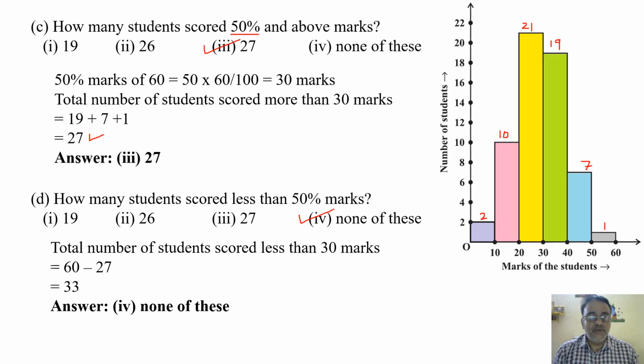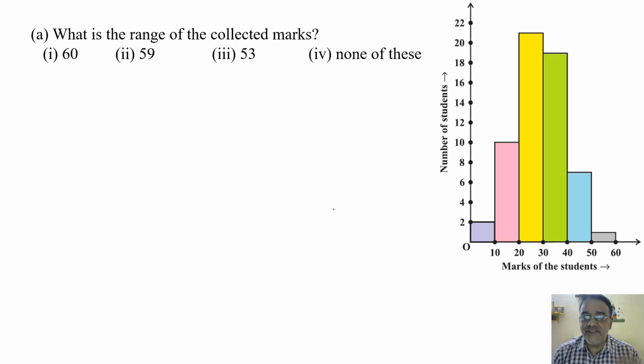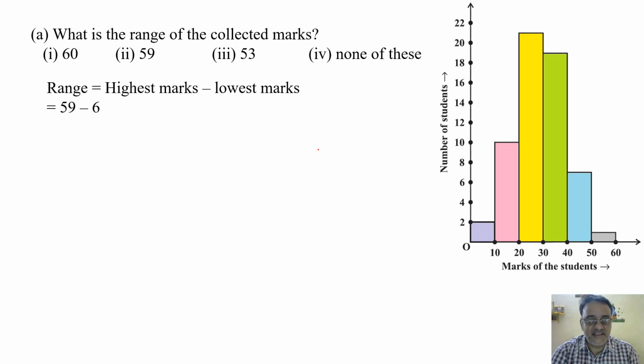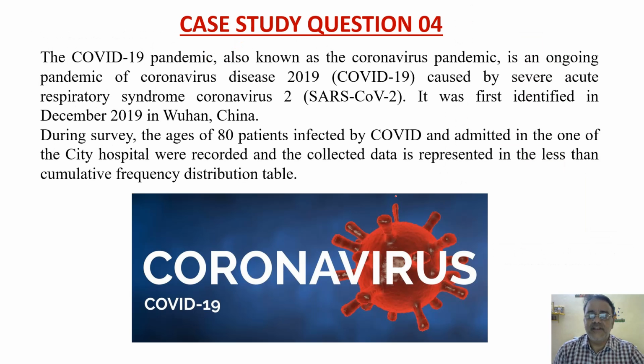And now we are moving toward the last question. What is the range of the collected marks? So already statement में दिया हुआ है least mark दिया हुआ है 6, highest mark दिया हुआ 59, and we know that range will be equal to highest marks minus lowest marks. Okay, so that is 59 minus 6, so we are getting 53, and the correct option is the third one, right? So now we are moving toward the next question.